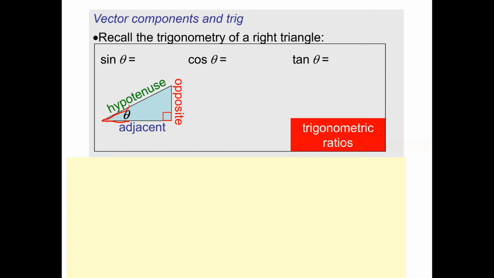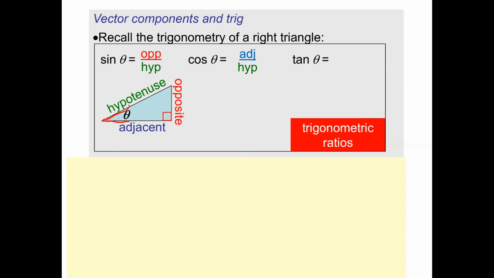And let's define each. The sine of an angle is defined as the ratio between the length of the opposite side, in other words, the side that's opposite the angle, divided by the length of the hypotenuse. So it's opposite over hypotenuse. The cosine of an angle is the ratio of the length of the adjacent side. The side adjacent is another word for next to. So that's the side of the right triangle that's next to the angle. Again, divided by the hypotenuse.